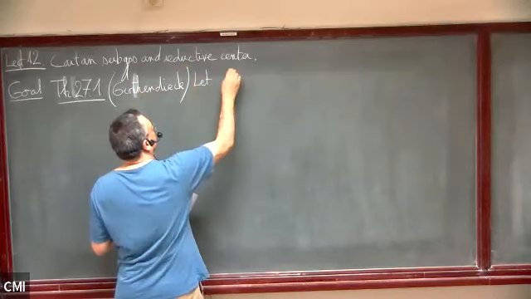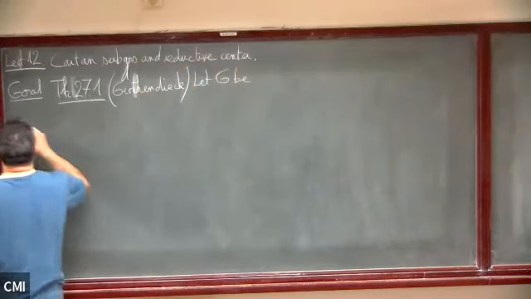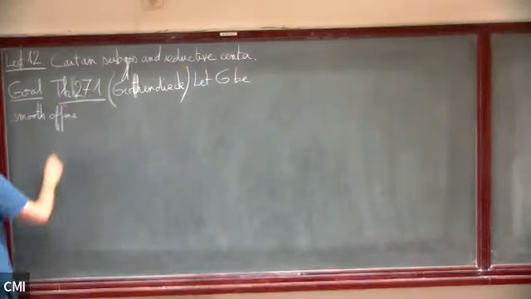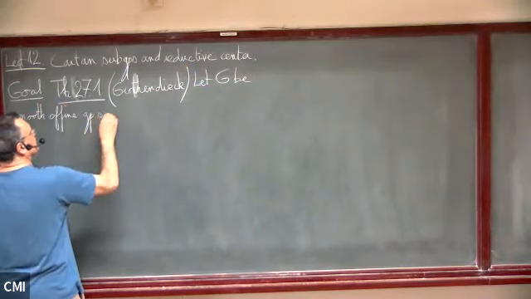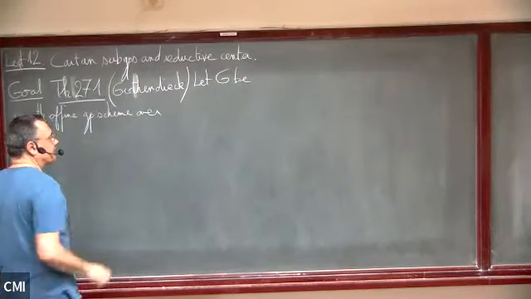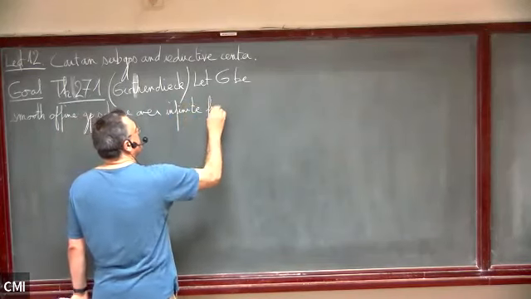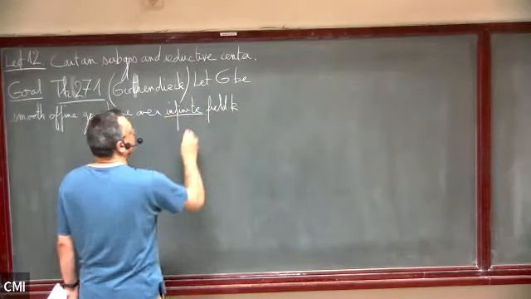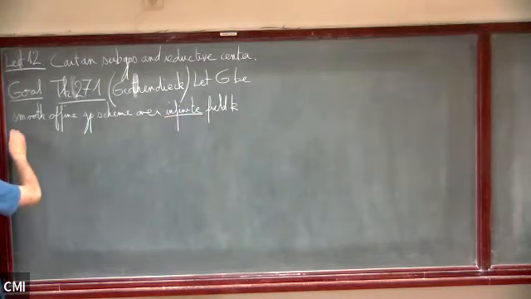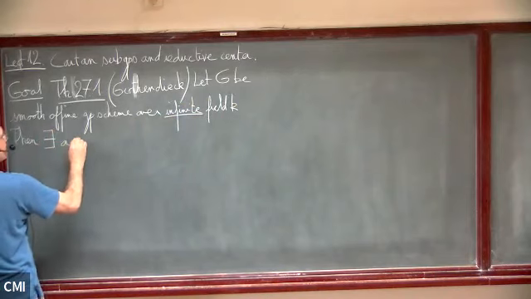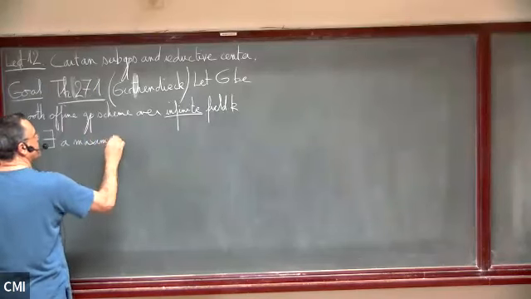Let G be a smooth affine group over an infinite field K. Then there exists a maximal torus.